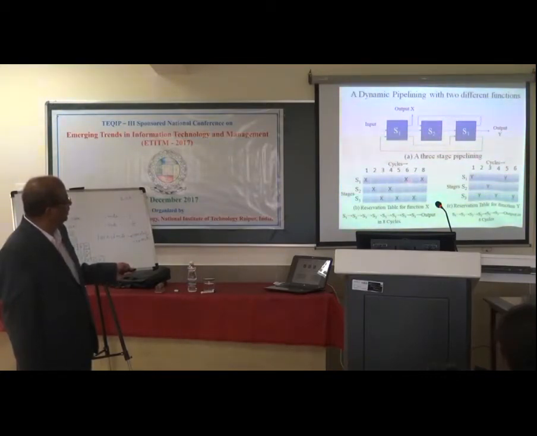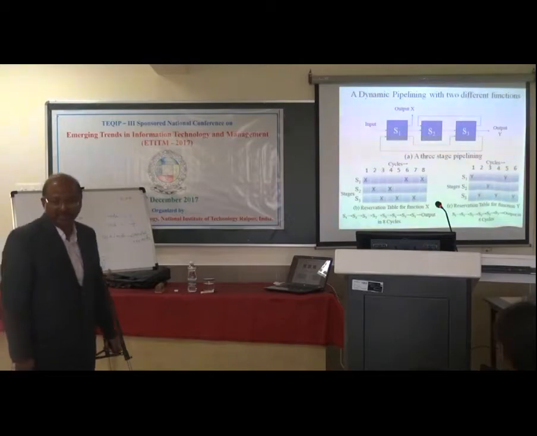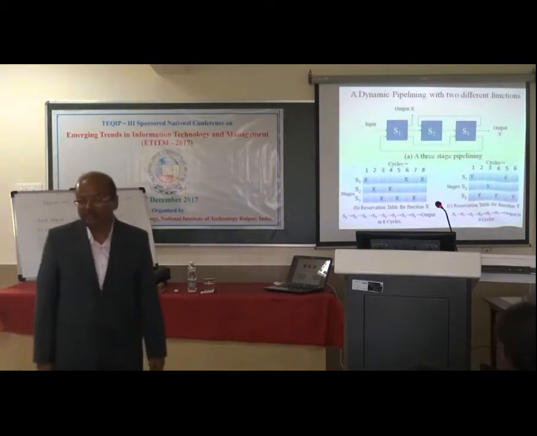From S3 it is going to S1. And then from S1 it is going directly to S3. And then from S3 again it is coming to S1, and then output. That means S1, S2, S3 like this. Output is coming in 8 cycles. This is clear? Reservation table.